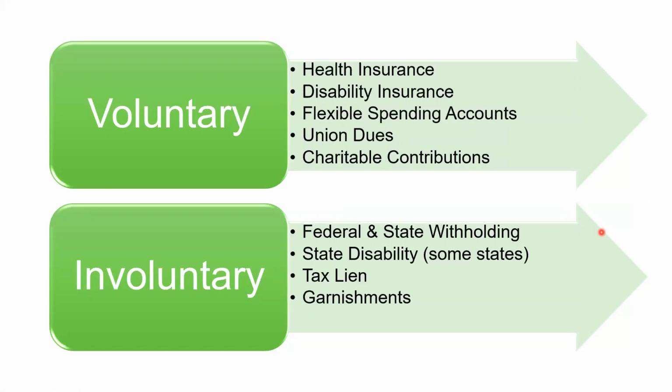Tax liens that are put on your paycheck by the government or whoever the taxing authority is, and garnishments that come out, or child support, those types of things that are mandated that come out of your check, court ordered to come out of your check, are involuntary type deductions that come out. So there are some that you choose to have come out and some that you don't choose but are still coming out one way or another to come up to what your net pay is.